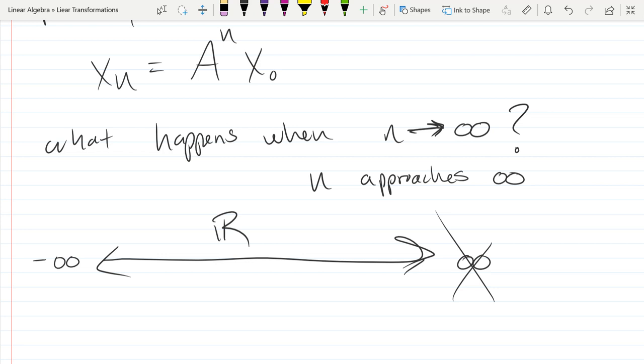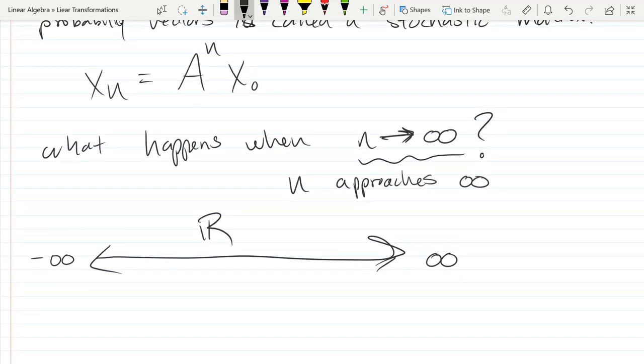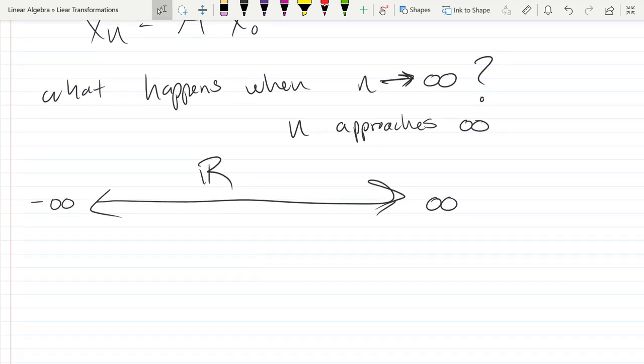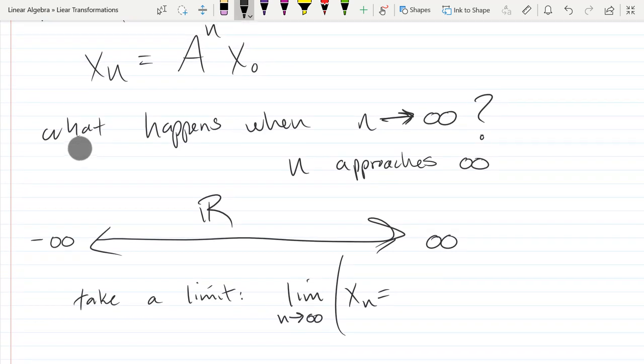All right, so infinity is the thing bigger than all the numbers, and negative infinity is the thing that's smaller than all the numbers. So now we're going to think about n approaching infinity. Well, it's never going to get there, so it's theoretical. What would happen if n could approach infinity? That's what calculus is all about, looking at what would happen if you could actually approach infinity. Okay, so let's go ahead and take a limit. I'm taking a limit of that entire equation that is right there at the top of the screen.